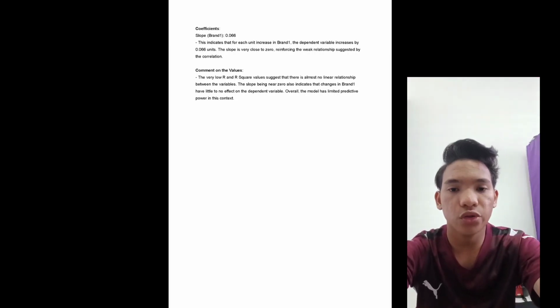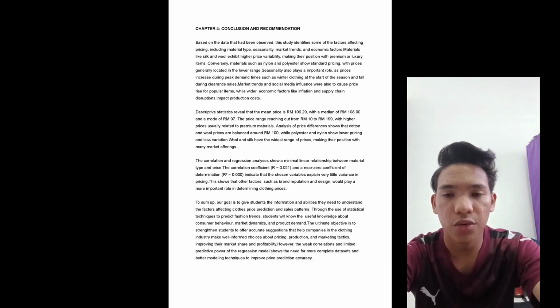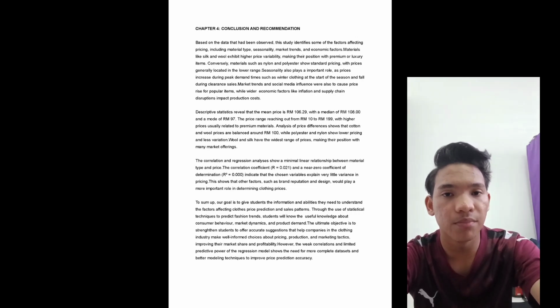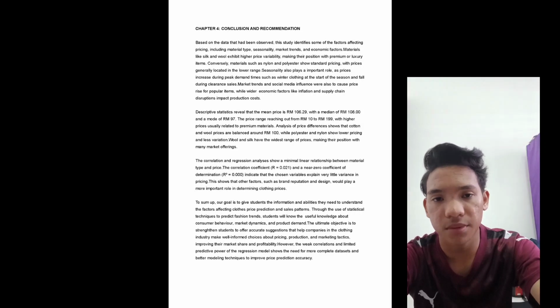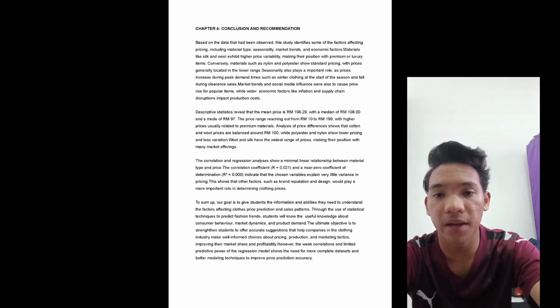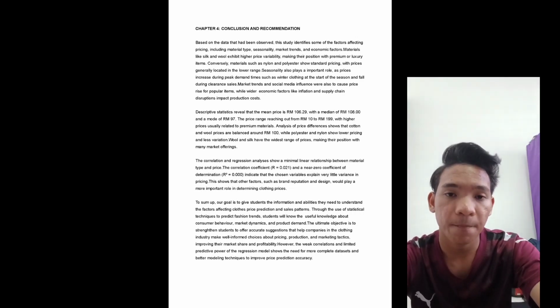Next, the conclusion. Based on the data that had been observed, this study identifies some of the factors affecting pricing, including material type, seasonality, market trends, and economic factors. Materials like silk and wool exhibit higher price variability, positioning them as premium or luxury items. Conversely, materials such as nylon and polyester show standard pricing, with prices generally in the lower range.